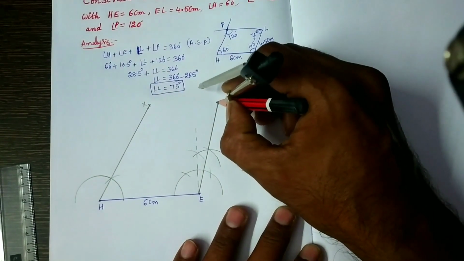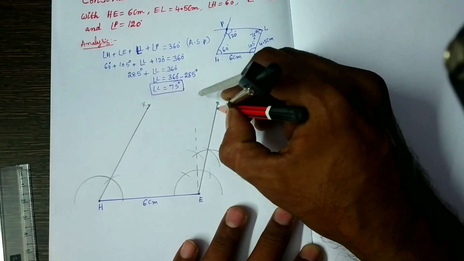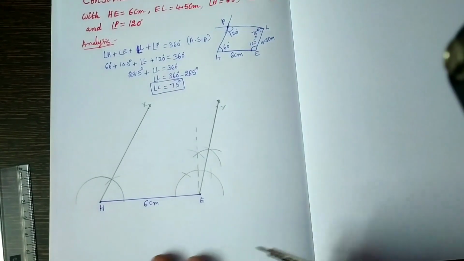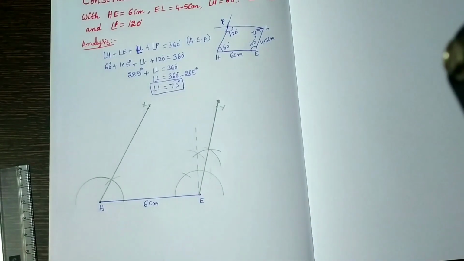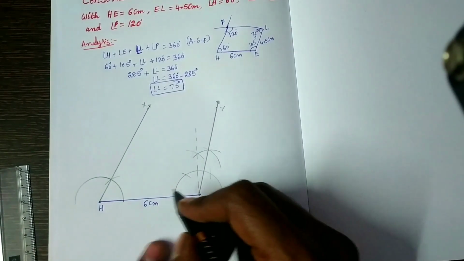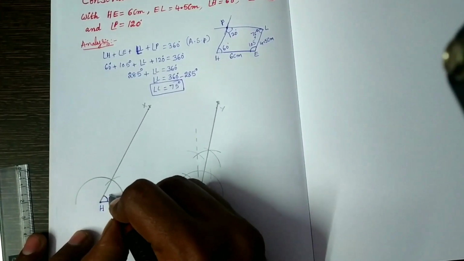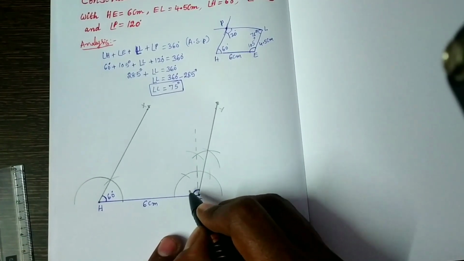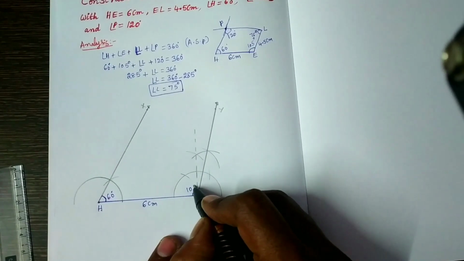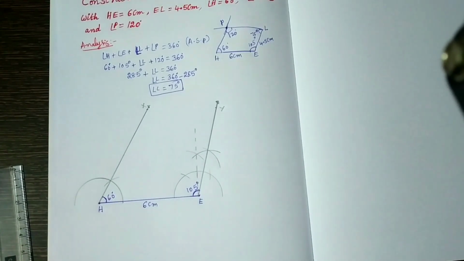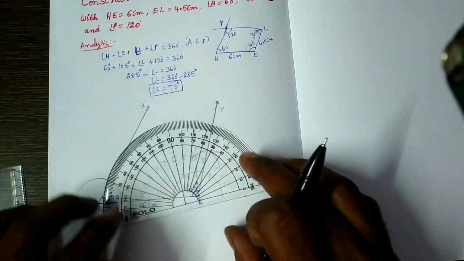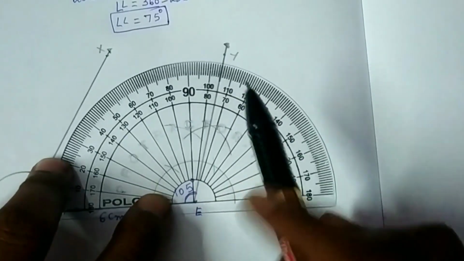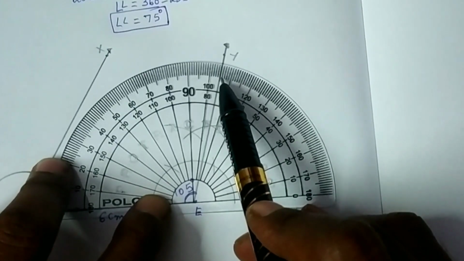So take this ray as EY. Then this angle indicates 60 degrees and this angle is 105 degrees.